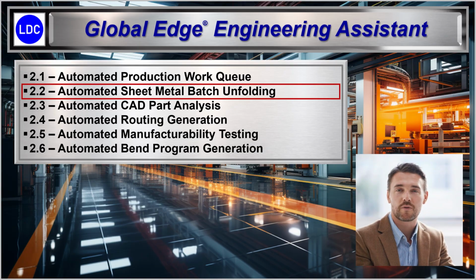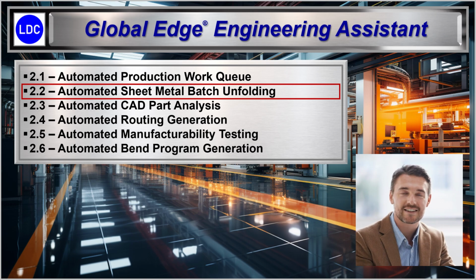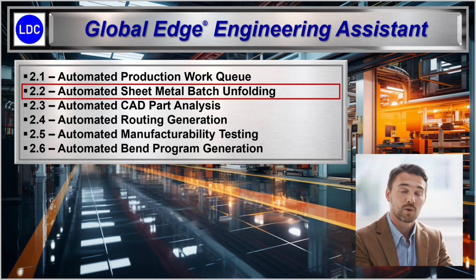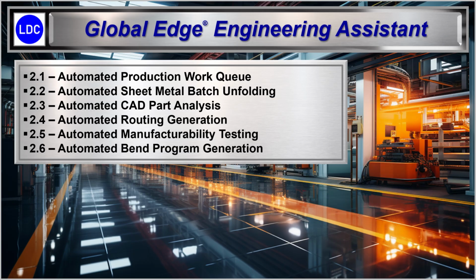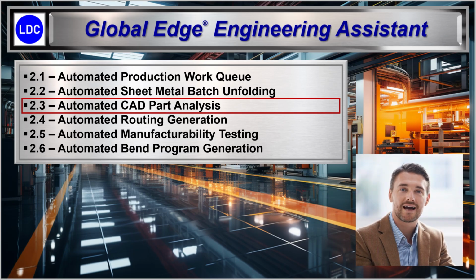Step 2.2 provides automated sheet metal batch unfolding capabilities that generate DXF flat files directly from 3D SolidWorks sheet metal CAD models. The process incorporates extended data containing the required manufacturing parameters, enabling the automated generation of nesting layouts, bend programs, and production schedules. Step 2.3 provides automated CAD part analysis of complete sheet metal part parameters to serve as a foundation for manufacturability testing, automated routing, bend program, and sales quote generation.